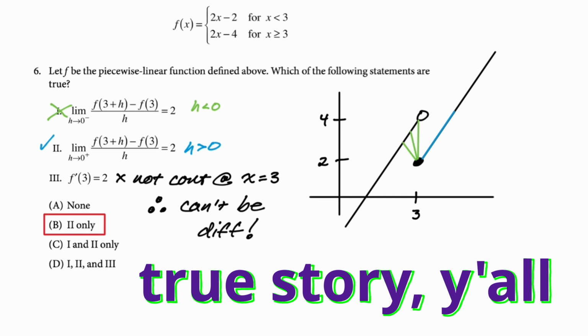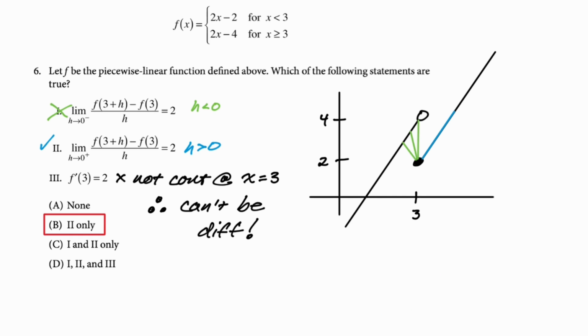Full disclosure, I definitely got this question wrong the first time I did it, so you really have to read these questions carefully. I looked at it and I was just like, yeah, from the left, you definitely get a slope of 2. From the right, you definitely get a slope of 2. I initially had chosen option C, and then I went back and I thought about it a lot more, and I was like, nope, not the right answer. So everybody makes mistakes, you just got to learn from them.